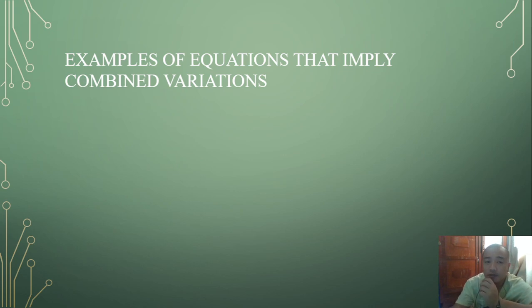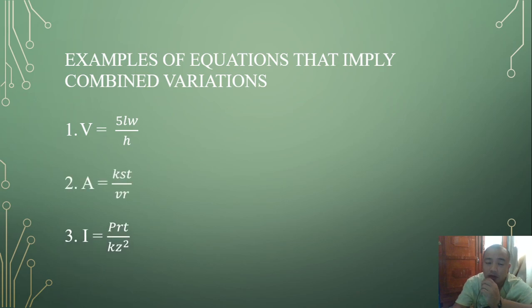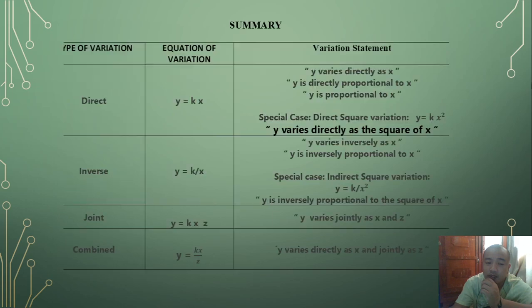Examples of equations that imply combined variation. V is equal to 5LW over H. That means volume is directly proportional to length and width, and inversely proportional to height. A is equal to KST over VR. I is equal to PRT over KZ squared.